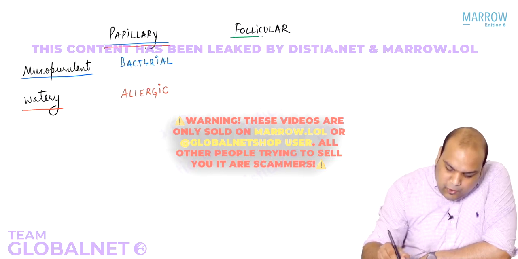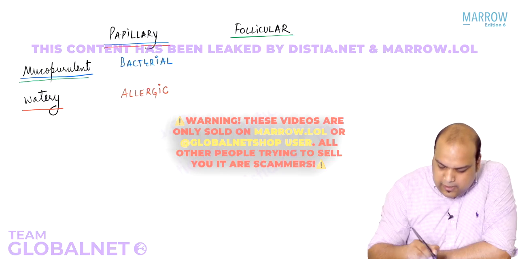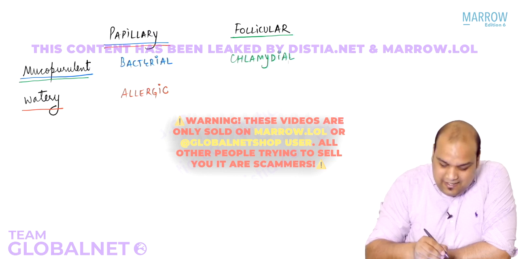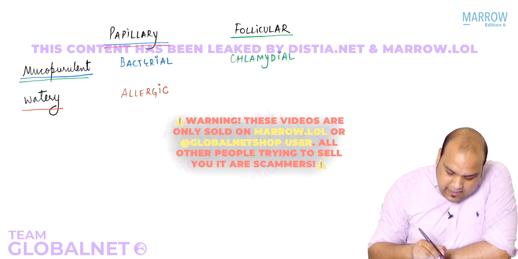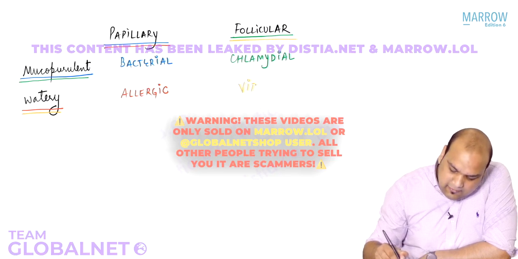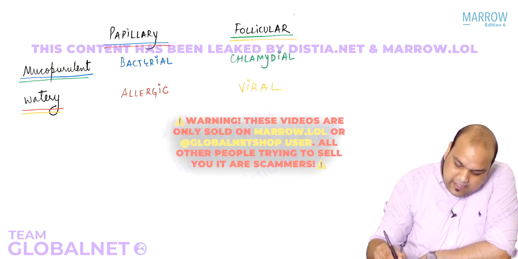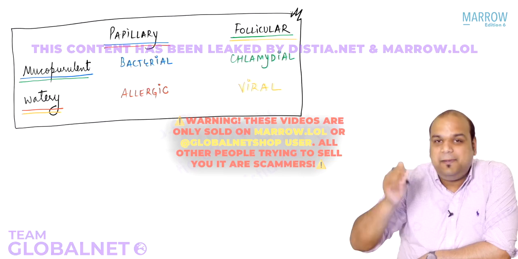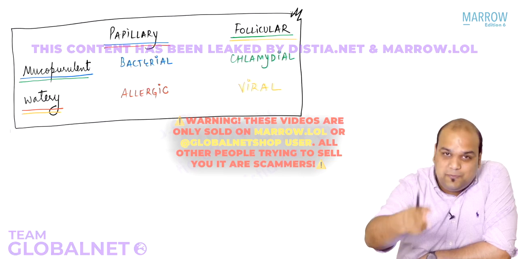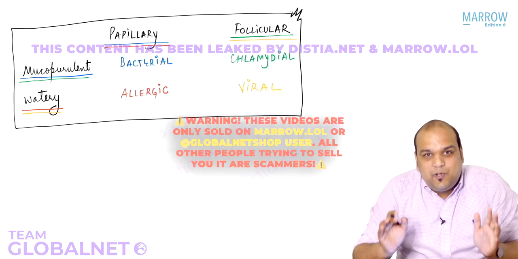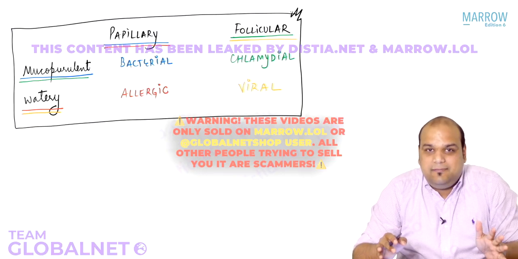Similarly, if I see a follicular reaction with a mucopurulent discharge, I have chlamydial conjunctivitis, Chlamydia trachomatis. And lastly, everybody, if I have a follicular reaction with a watery discharge, I have viral conjunctivitis. So this simple 2x2 table, if we remember it, we will be able to diagnose which type of conjunctivitis it is. Am I clear? Absolutely, everybody. So please make sure that you remember this.